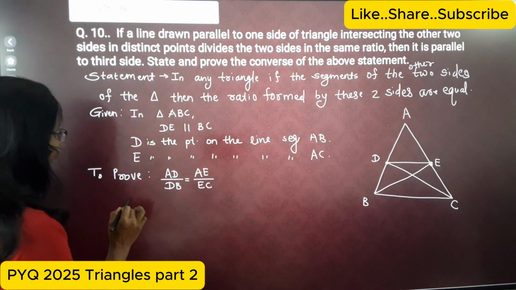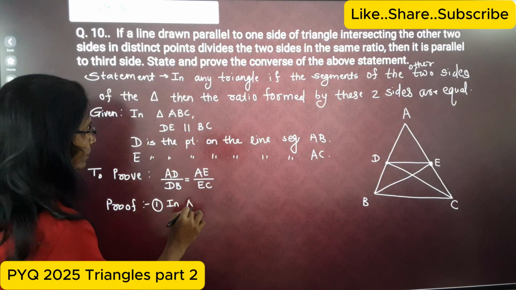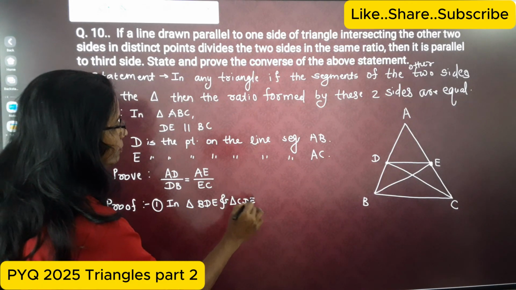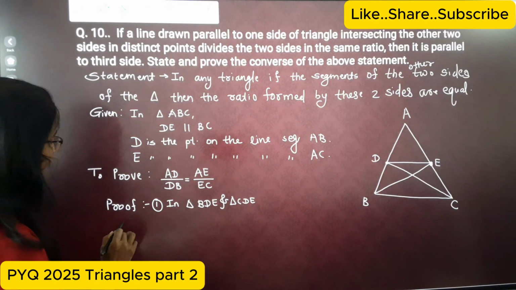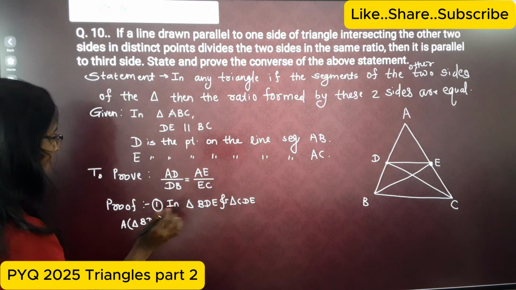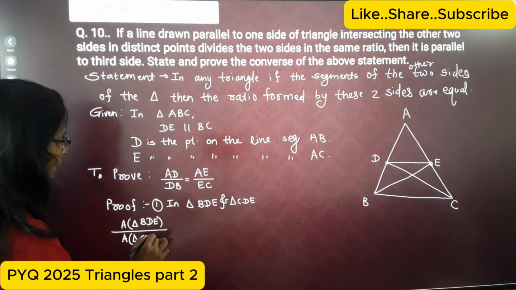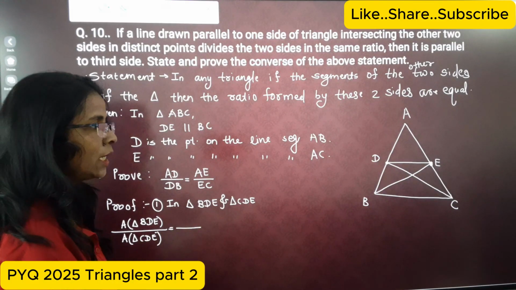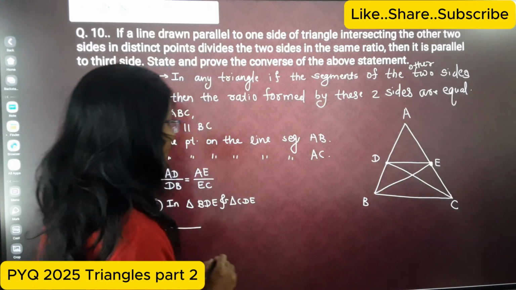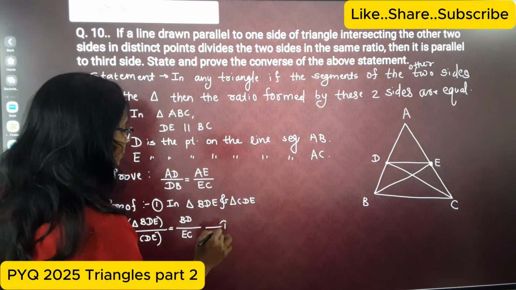So here students, first in the proof I write that in triangle BDE and triangle CDE, I get the ratio, that is area of triangle BDE upon area of triangle CDE is equal to BD upon EC. Okay, that is called the first equation.